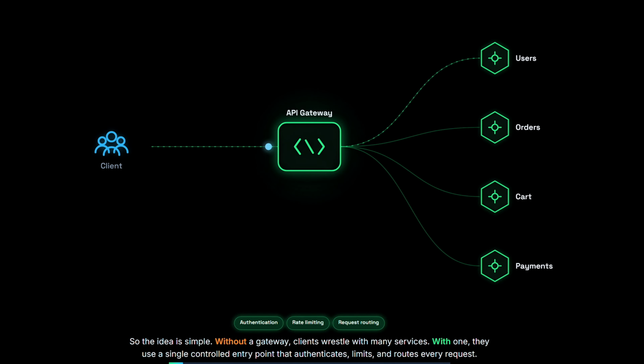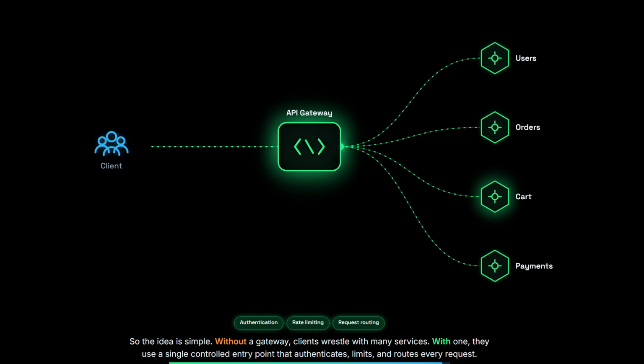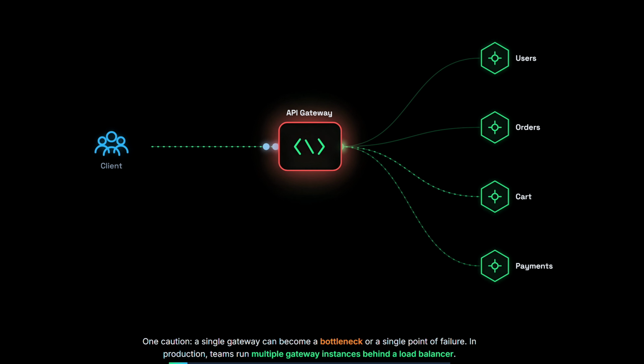So, the main idea is simple. Without an API gateway, clients must understand and communicate with many individual services. With an API gateway, clients communicate through one controlled entry point. The gateway authenticates requests, enforces limits, and routes each request to the correct destination.